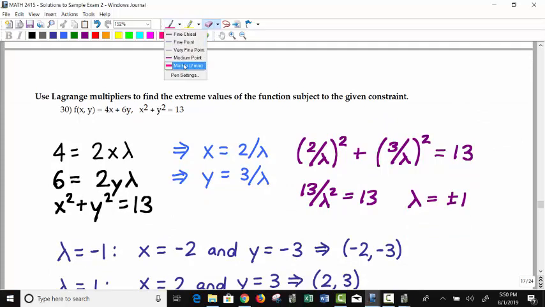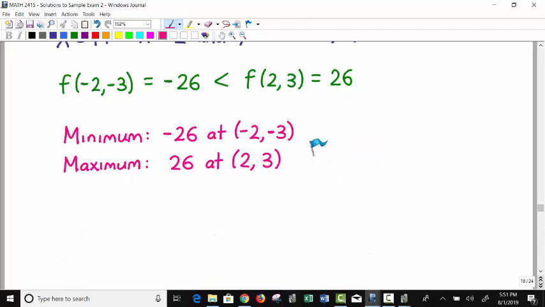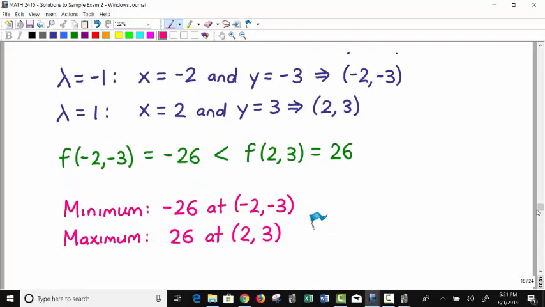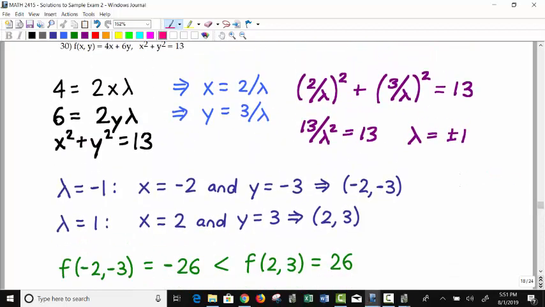Number 30. So the x partial will be 4, the y partial will be 6, and then that'll be 2x, so it'll be 2x lambda, 2y lambda, and then here's your constraint equation, x squared plus y squared equals 13. So obviously the idea is, we have 3 equations, 3 variables. We're trying to use these in any way possible to come up with the right answer. And this one's not too bad.